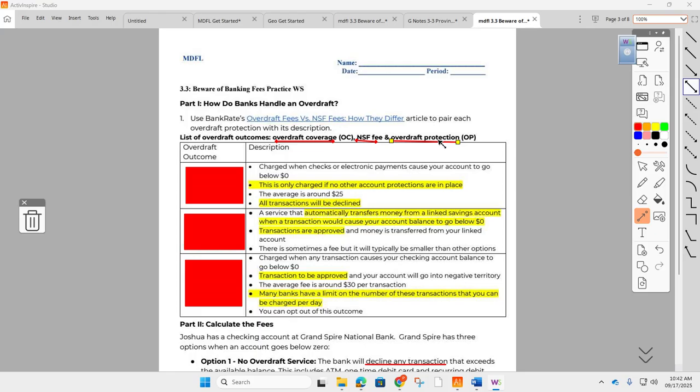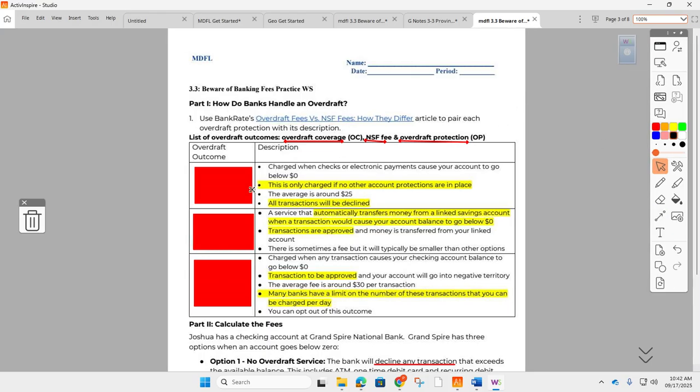Okay. So looking at this definition, it says it's charged when checks or electronic payments cause your account to go below $0. This is only charged if no other account protections are in place, and the average is around $25. All transactions will be declined. That means if a charge comes into your bank and you don't have enough money for it, they do not pay it. Okay, so which one do you think this is? Overdraft coverage, NSFC, or overdraft protection? Anybody? NSFC, very good.